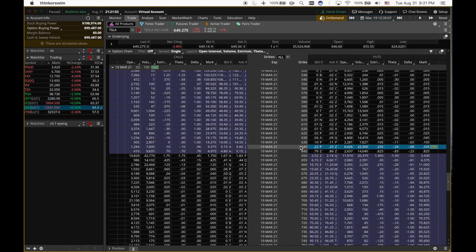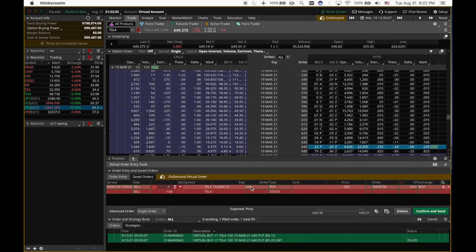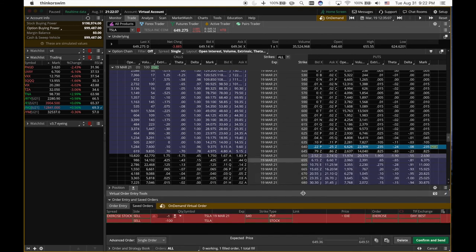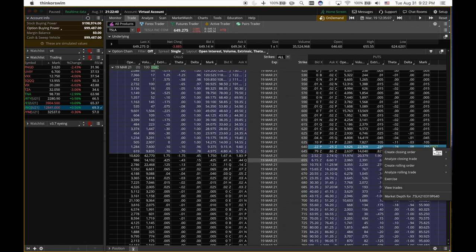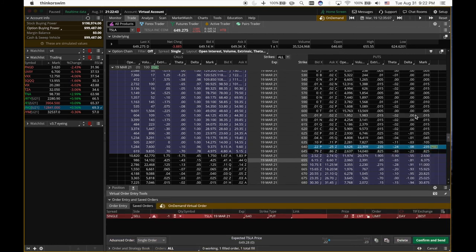So theoretically, I can short 100 shares of Tesla, I can sell 100 shares of Tesla to the market at 649. Then why would I want to exercise my put contract that only allows me to sell 100 shares of Tesla at 640, at a lower price? It does not make any sense. So if you right click on the position, of course, you can still exercise it, but you are selling it at 640. If you hit confirm send and go, it's definitely a loss for you. And if I close the position, it's also going to be a loss for me.